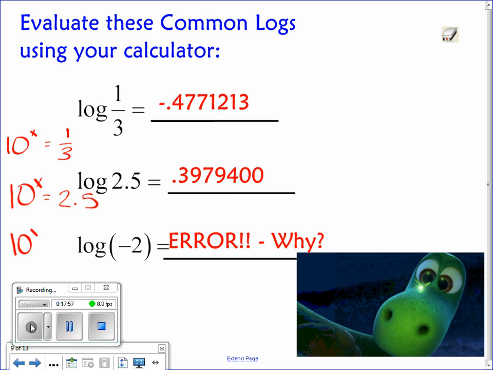10 to what power equals negative 2? Can you raise something to a power and suddenly it becomes a negative number? No, you can't. It's not possible. And we're only dealing with the real number system.